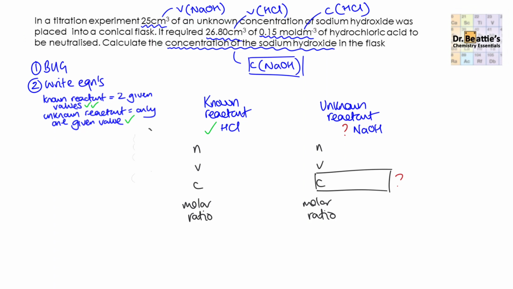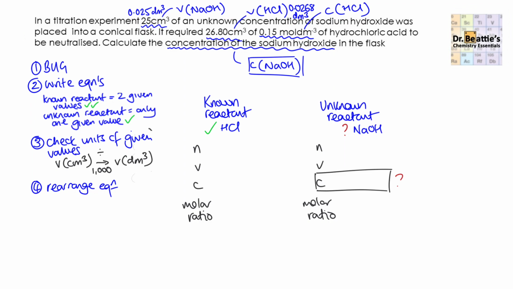Now the third step is then to check the units of any given values. In this case, because we're using the MVC equation and concentration is always in moles per decimetre cubed, then any centimetres cubed need to be converted to decimetres cubed. This is done by dividing by 1,000.